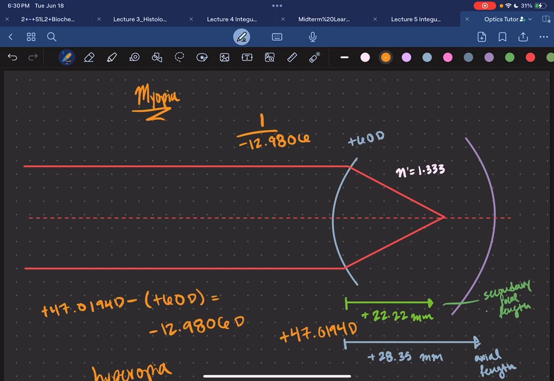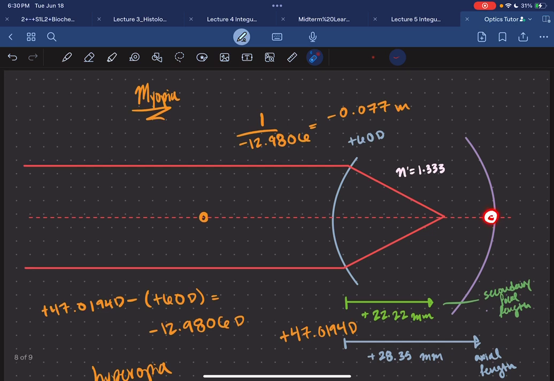1 divided by that, and you'll get a negative 0.077 meters. And so that's like right here. And so you can either put on contact lenses to make it clear, or you can hold your object right here and the image will then turn out to be right there.